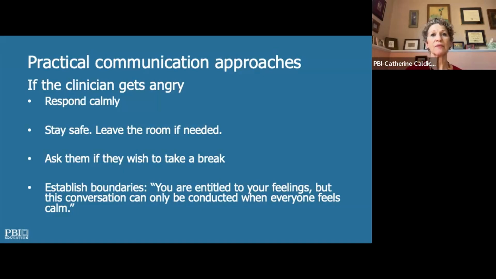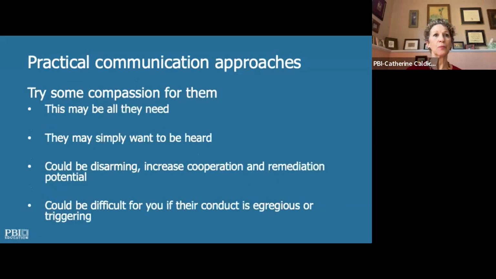Here's another approach that might smooth out the power dynamic in the room. Try some compassion for them. This may be all they need. They may simply want to be heard. And your compassion could be disarming. It could increase their cooperation and remediation potential.